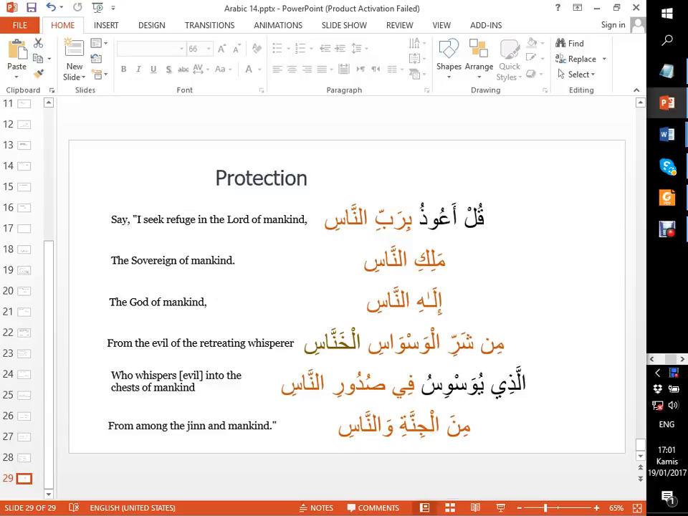But because these two surahs at the end are to protect you from something negative, it's like a negative sentence. Because you should seek refuge, you should seek protection. So positive and negative. Birabbin nas, birabbil alamin. Malikin nas, maliki yaumiddin. Ilahin nas, iyyaka na'budu. Something that you worship, something that you love, something that you desire is ilah. It's hard to describe ilah.